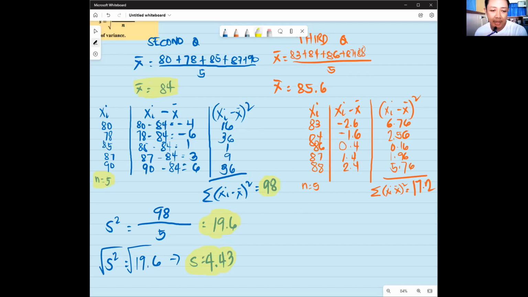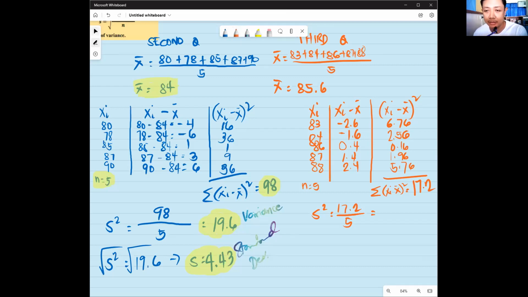Okay. Now you know the process here. Again, just to label, this is our variance. And this is our standard deviation. Okay. Now let's have this. For the third quarter, everybody solve for the variance. So we have here 17.2 over 5. Press it in your calculators, everyone. 17.2 divided by 5. The answer is?